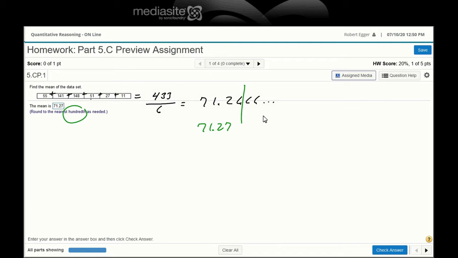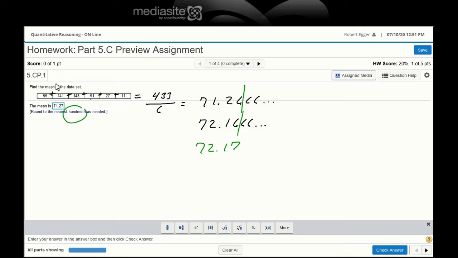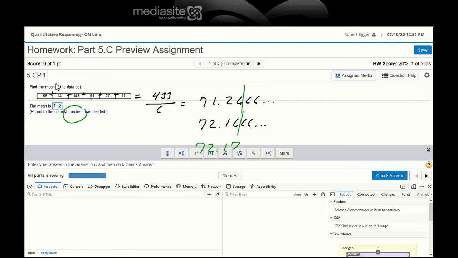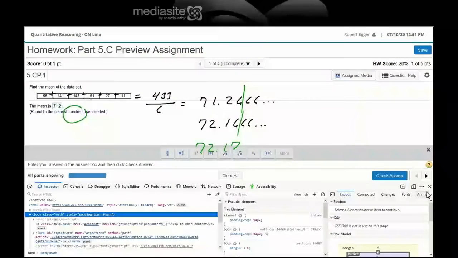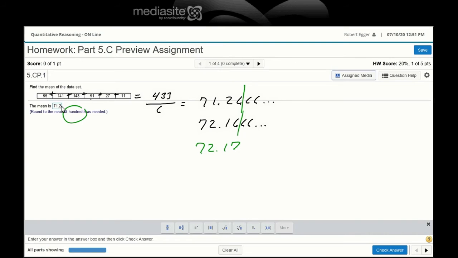Dyslexia. I shouldn't say that. I got some numbers transcribed wrong. Hopefully you got 72.1666. Again, let's round it, so 72.17. Let's try it again.